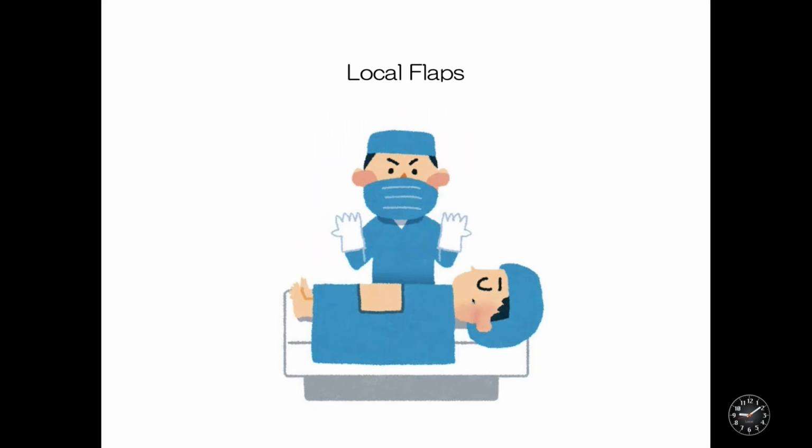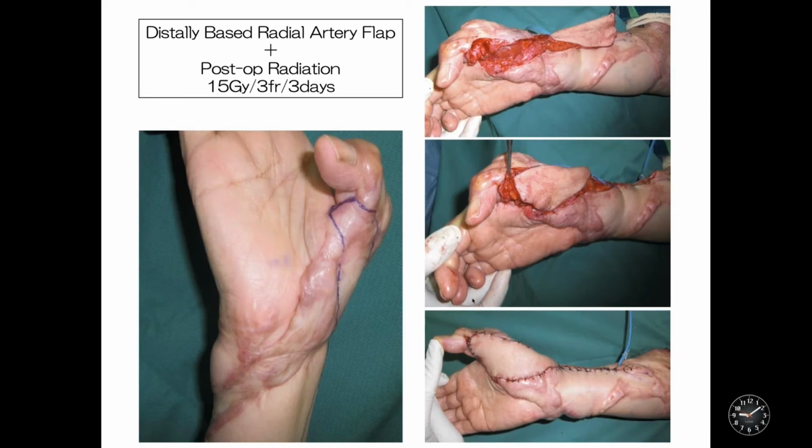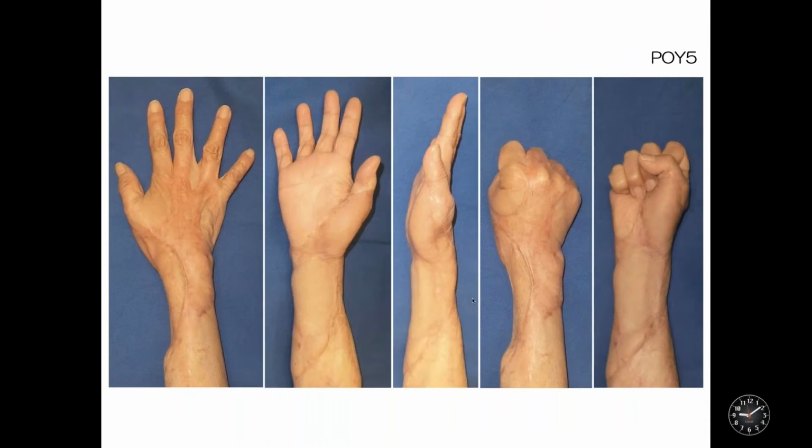And sometimes local flap has been used for huge keloids. This is keloid started from folliculitis, not burn cases. Folliculitis keloid. The contractured area is replaced by skin flap, and the margin is irradiated. And you can realize the range of motion was improved completely.